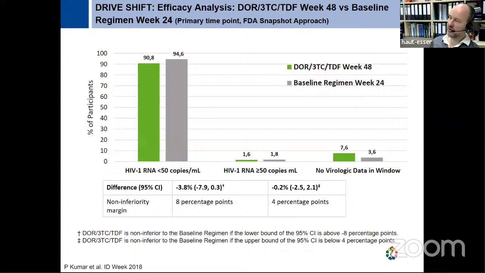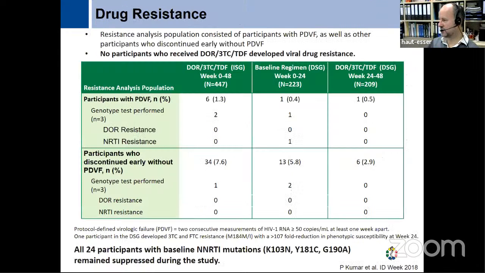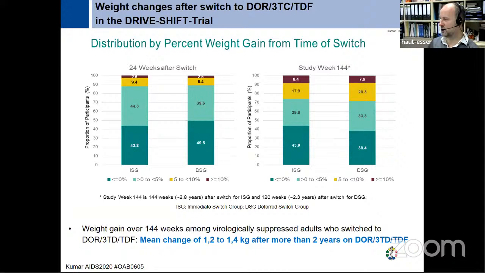And here you also see very good results, as expected. More than 90% were below the level of detection. And you see a high efficacy, like in most switch trials we see so far. If the patients are very well suppressed and have no resistance in their medical history, normally the drug works in the switch. And I'm happy to say that even in the patients with protocol-defined virological failures, no resistance was found in this trial. So it's possible also in our patients to switch.